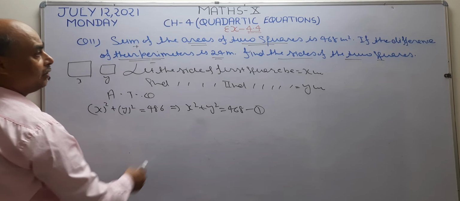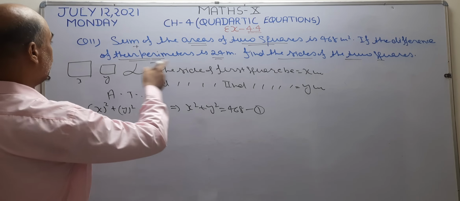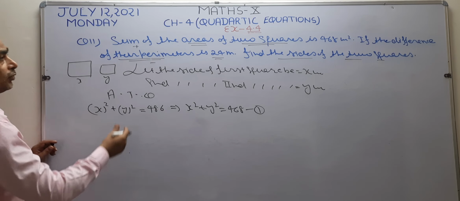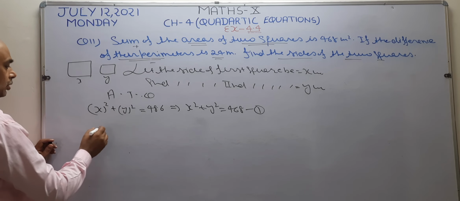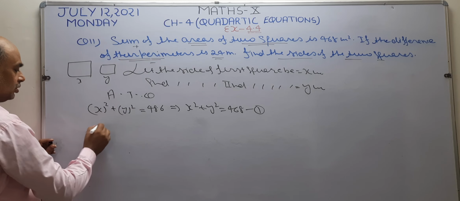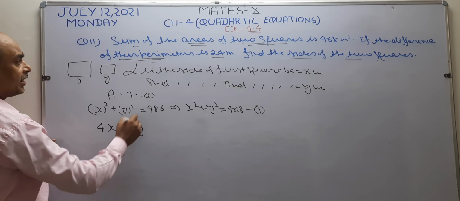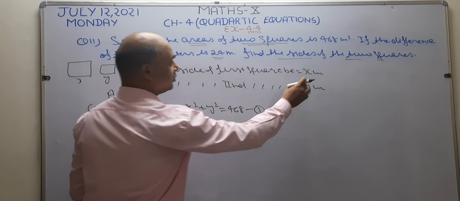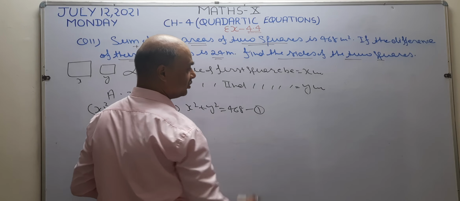Now according to the second condition, the difference between their perimeters, the perimeter of a square is 4 into side, so the perimeter of the first square is 4x and the perimeter of the second square is 4y, because the side of the first square is x and the side of the second square is y.